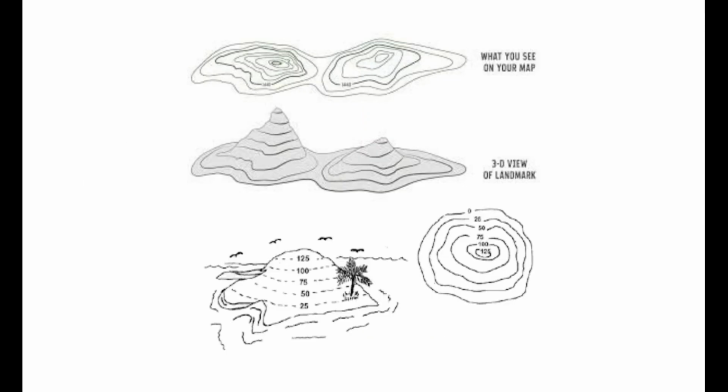And I love these illustrations because this kind of shows you what you'd be looking at on your topo map versus how that mountain might look in real life. I especially love these ones on top. Over here, we can see there's lots of lines and they're pretty close together. And this mountain is pretty tall and pretty steep compared to the one on the right. There's fewer lines, they're more spaced out, and this mountain is shorter and not as steep.